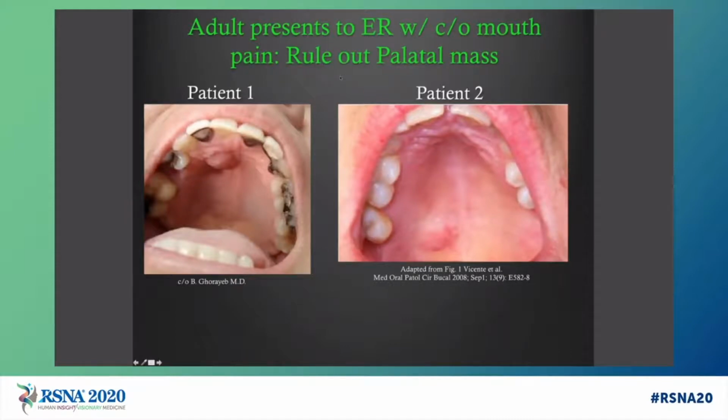So just a couple of looks at two different patients presenting with identical complaints of pain in the mouth. And our indication for imaging is to rule out a palatal mass. So patient one, we see this mass on the anterior aspect of the hard palate. Notice the mucosa is intact around it. The mucosa around it also looks intact without inflammatory change. Very similar appearance from this patient, just located more posteriorly.